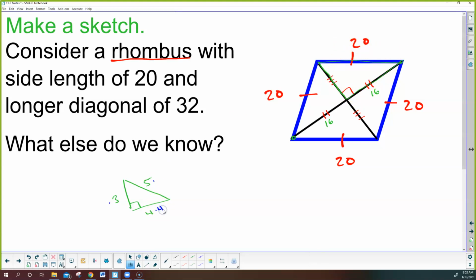Well, let's see. 4 times 4 is 16. 5 times 4 is 20. So 3 times 4 would have to be 12. And that is giving me the length of this small piece here, which allows me to find the other diagonal. So Pythagorean theorem, or the fact that you remembered it as a triple, allowed us to find the length of the other diagonal.